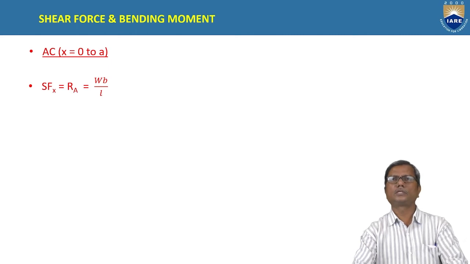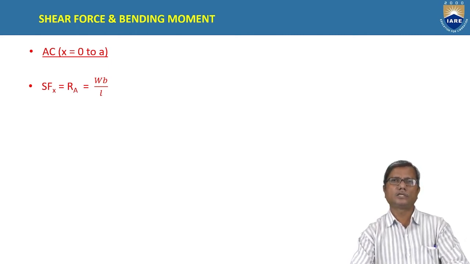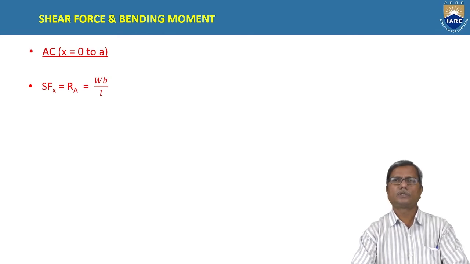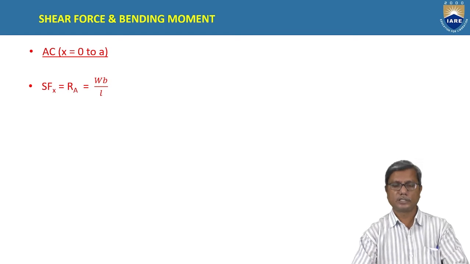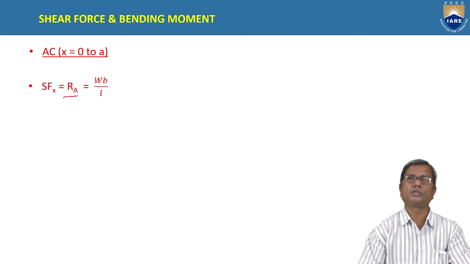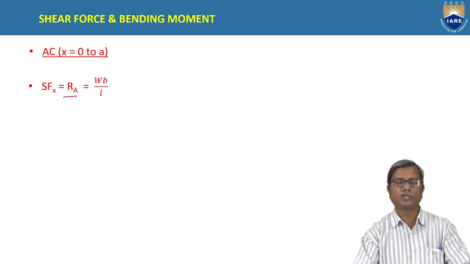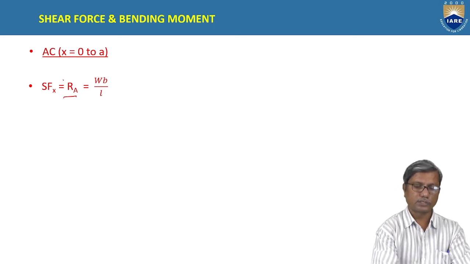So the shear force at A at the section X is equal to, considering the left hand side, the algebraic sum of all the forces lying to the left of the section. In this case, only the reaction at A is to the left of the section. So the shear force at section X is equal to Ra, and that is positive as per our convention.